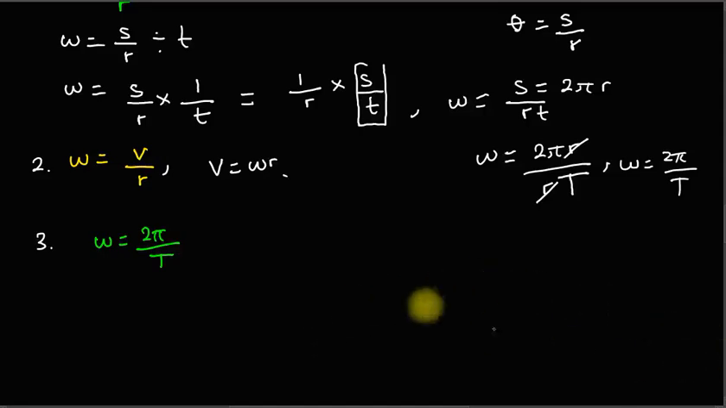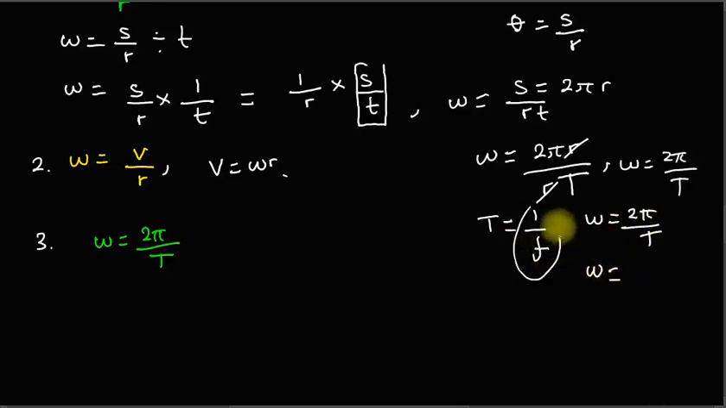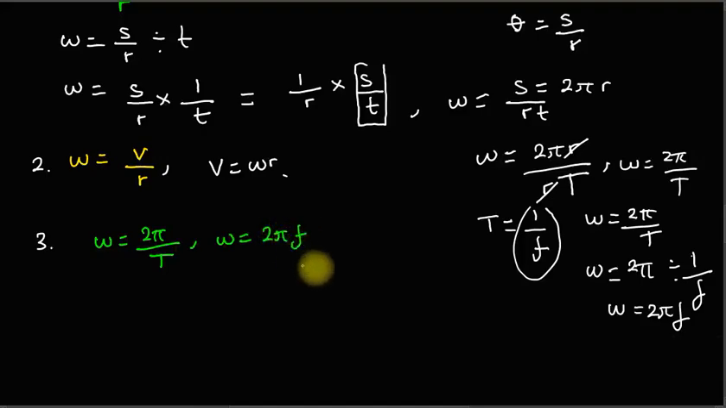So we have W is equal to 2 pi over T. Now also recall that period is equal to the inverse of frequency, which means that if W is equal to 2 pi over T, then W is equal to, we replace T with 1 over F. So 2 pi divided by 1 over F. Invert, and you have W is equal to 2 pi F. So this can also be represented as W is equal to 2 pi times frequency.